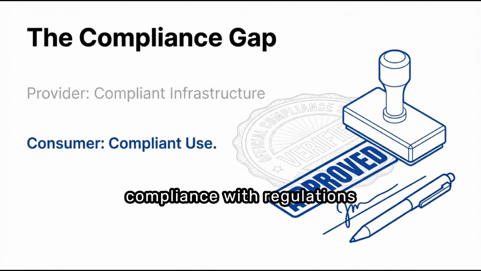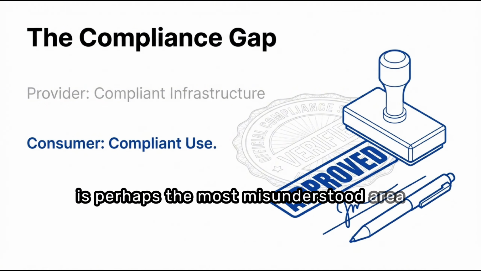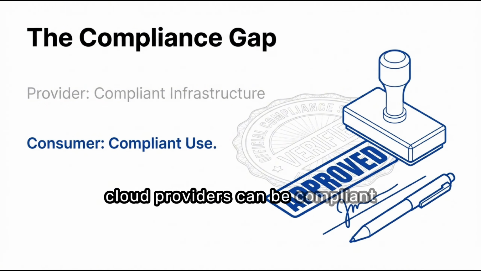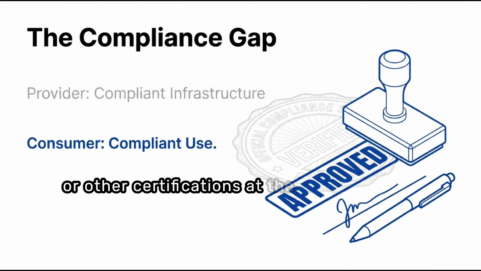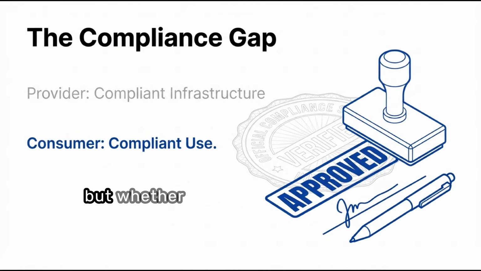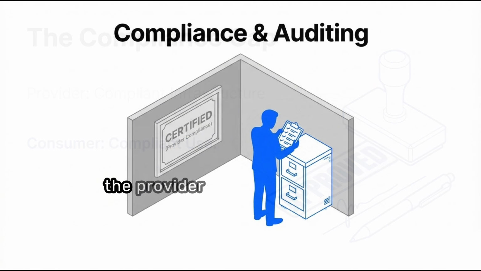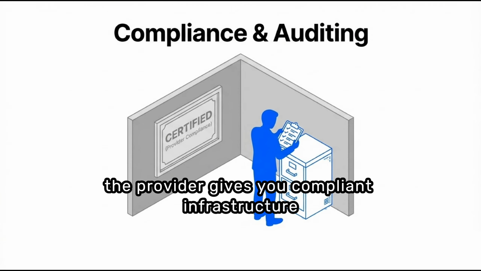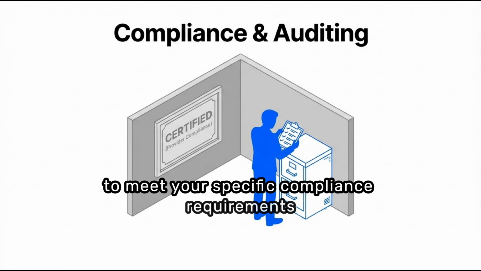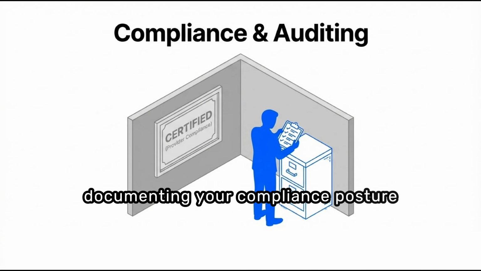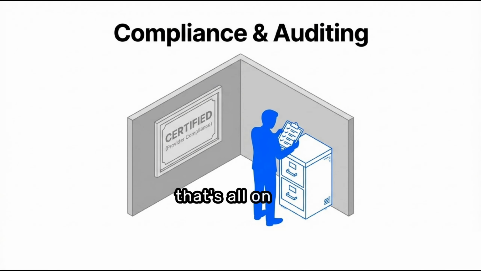Compliance with regulations is perhaps the most misunderstood area. Cloud providers can be compliant. They can achieve HIPAA, PCI DSS, GDPR, or other certifications at the infrastructure level. But whether your use of their services complies with these regulations is entirely your responsibility. The provider gives you compliant infrastructure and tools. Configuring them to meet your specific compliance requirements, documenting your compliance posture, undergoing audits, that's all on you.